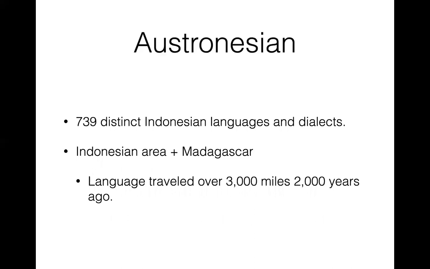Then we have the Austronesian one. I kind of mentioned this earlier. It traveled a long distance over time, but there's actually 739 distinct languages and dialects in Indonesia, which is pretty crazy. As I mentioned, islands contributed to that. Kind of like what we talked about with culture, right? Isolation creates unique folk cultures, but isolation can also create unique languages too.